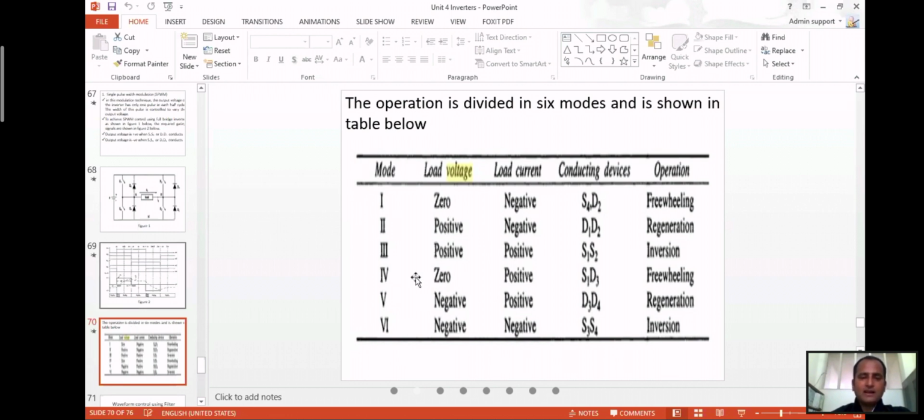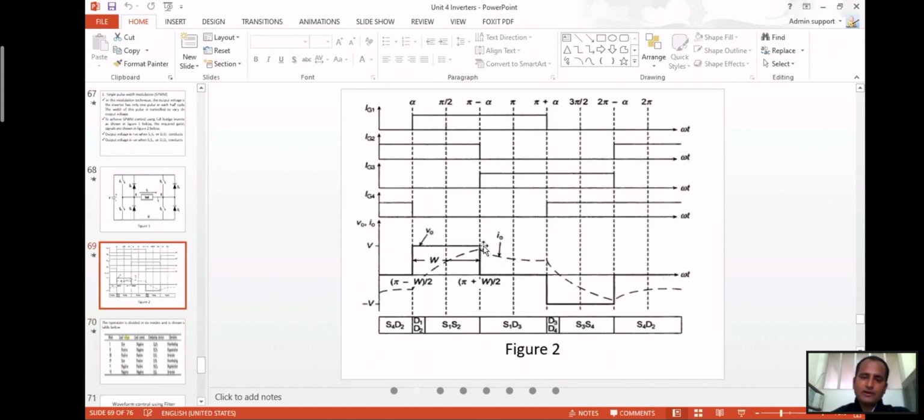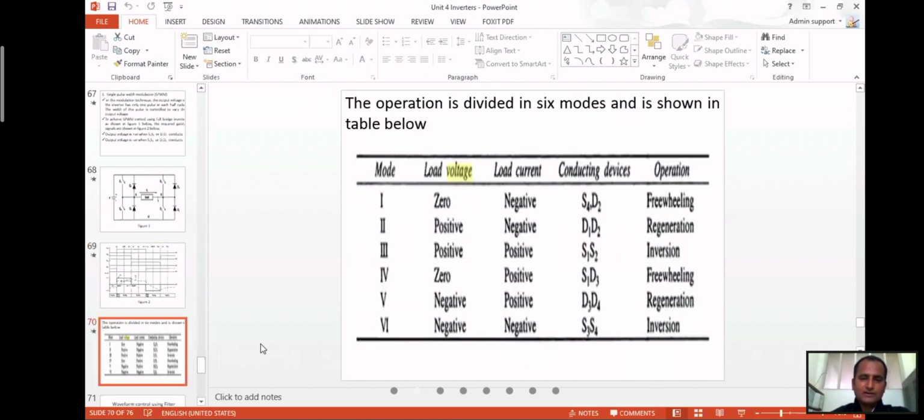Similarly, in mode 4, the voltage is equal to 0. There is no voltage, and the current is positive in this case, when S1 and D3 are conducting. This is also a freewheeling mode. The load voltage is equal to 0.